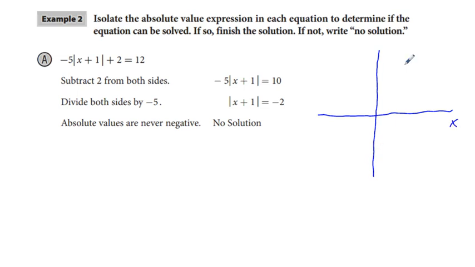Just to remind ourselves of what that looks like, we have the absolute value of quantity x plus 1, which is going to have its vertex here at x equals -1, so it will come like this. So that's what our absolute value function is going to look like. And then we have our second graph, on the right, y is equal to -2. We have no intersection, and so therefore no solution.